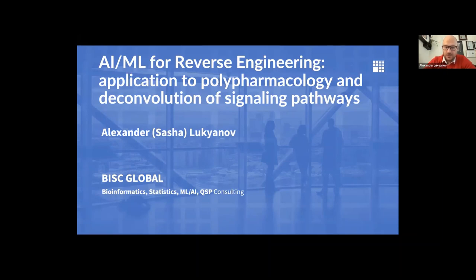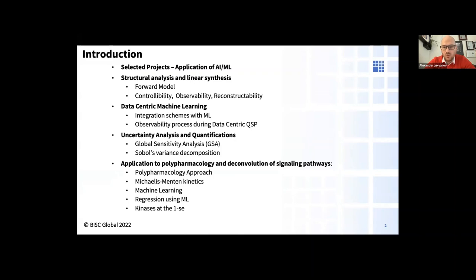In light of this, my talk will be constructed in two parts. First of all, I'll give you a couple of examples of successful usage of AML in different applications. We'll talk a little bit about where I believe we could get the benefits of applying machine learning and AI for QSP in general and in specific applications. We'll talk about the forward model, contractibility, observability, and reconstructability of the system.